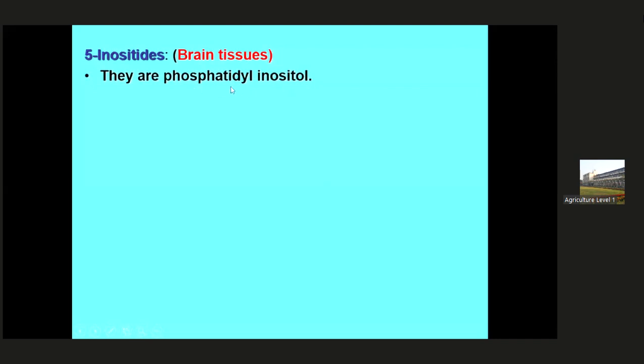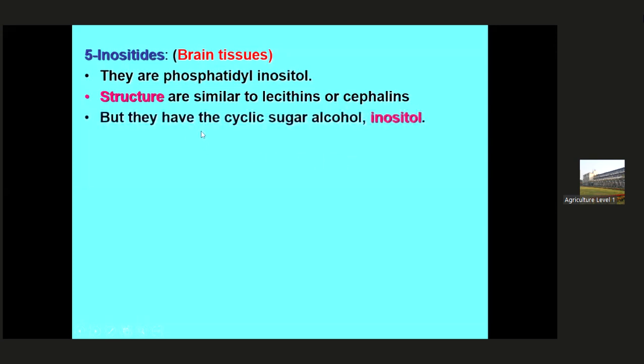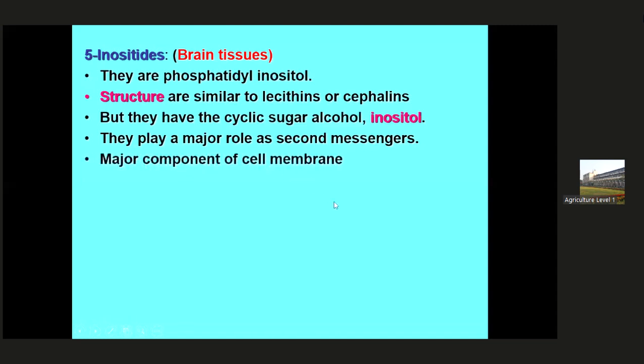So this is phosphatidyl inositol, phosphatidic acid with inositol as the alcoholic group. Structure is similar to the lecithin or cephalin, but they have cyclic sugar inositol. Cyclic sugar inositol. They play a major role as the second messenger. Like the inositide, it also acts as the second messenger. Major component of the cell membrane.